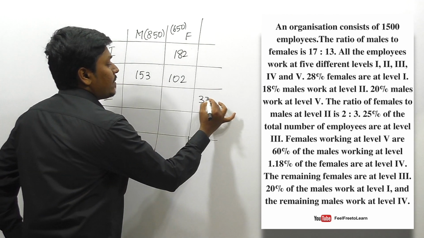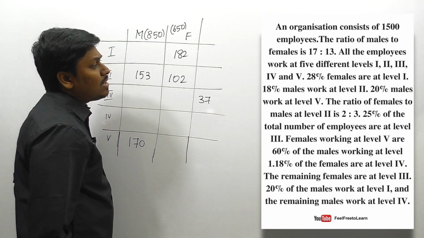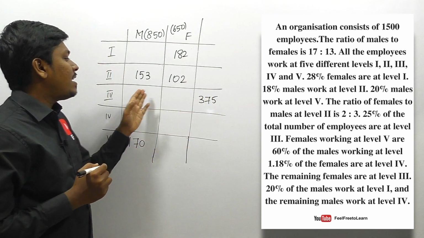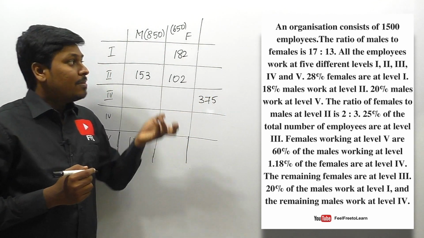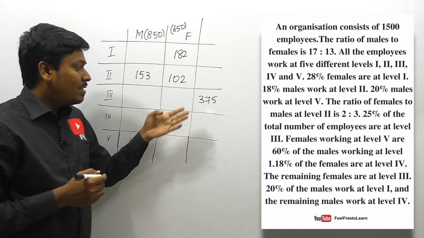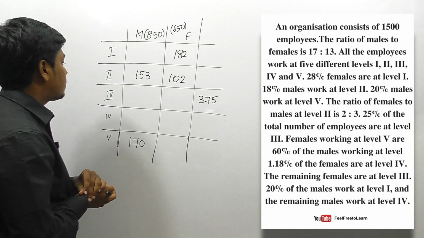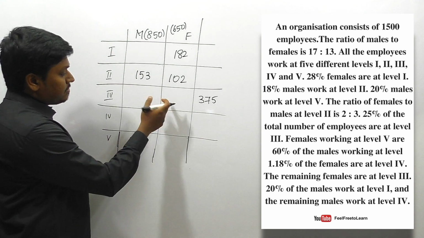So 7 4s are 28. So remaining will be 3. So we can say that 375. So friends, the total will be male and female. The total will be 375 because 1500 divided by 4, the resultant will be 375 friends, right? Okay, the next part is, so we need to find what about males and females.